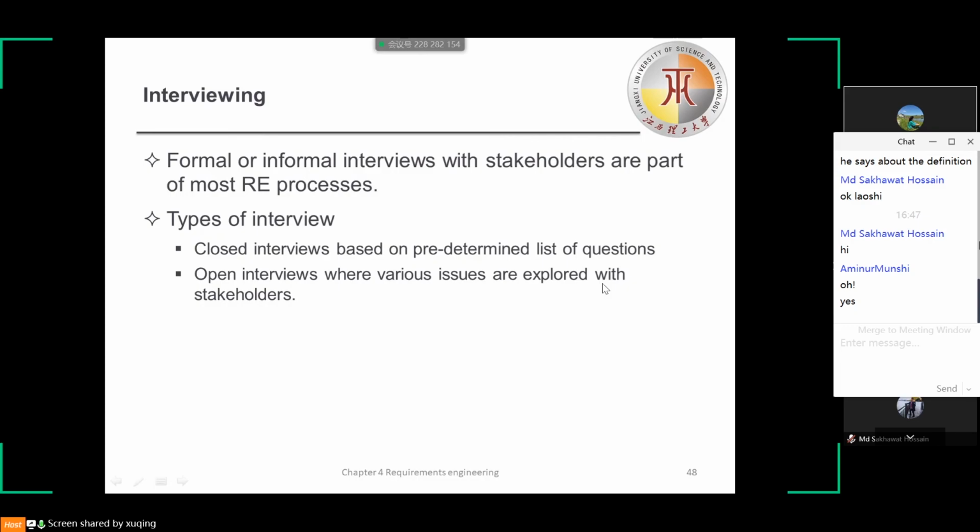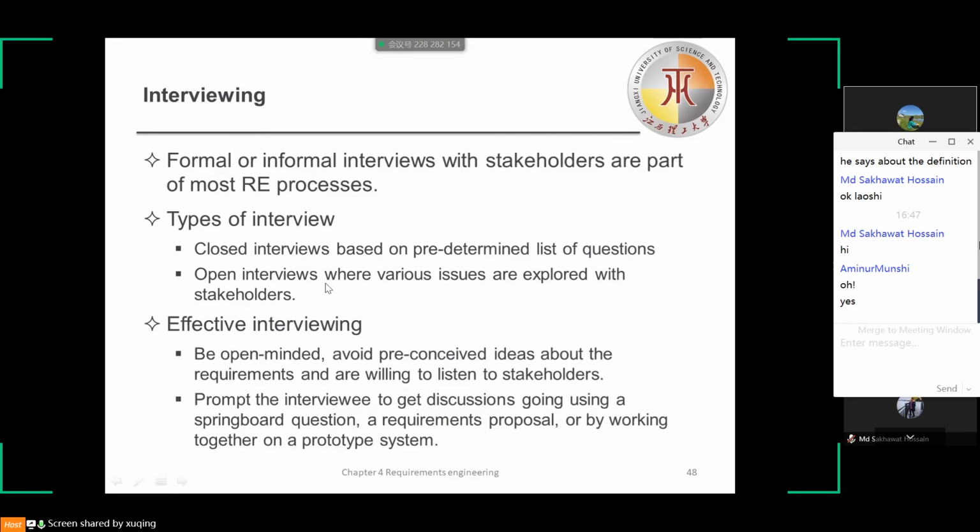That means when we choose this type of interview, we, the requirements engineering team, should explore a range of issues with system stakeholders, and then we will develop a better understanding of their needs. That means the needs of the stakeholders.